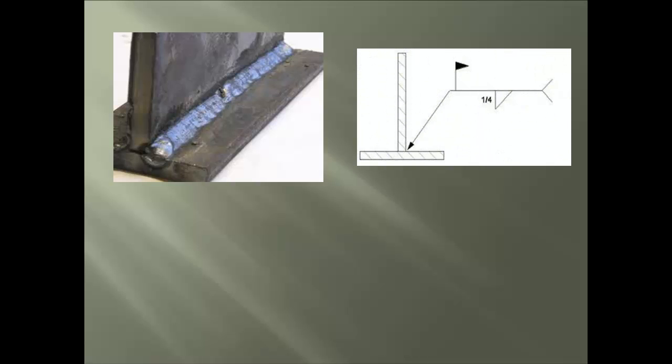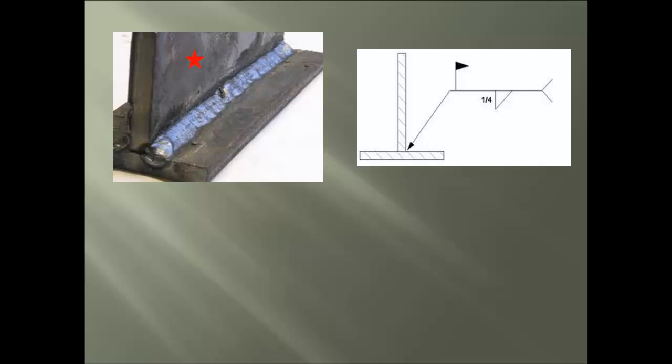Let's look at some basics of the fillet and groove welds, because without the foundation being understood, there is no need to try to learn more advanced symbols. Starting with the fillet weld assembly, we have a T-joint, and here is a typical weld symbol drawing we might see for it.